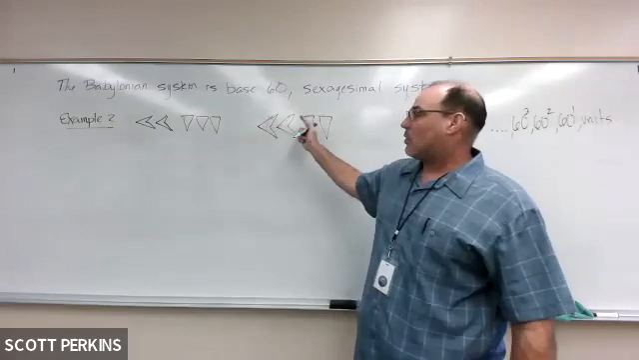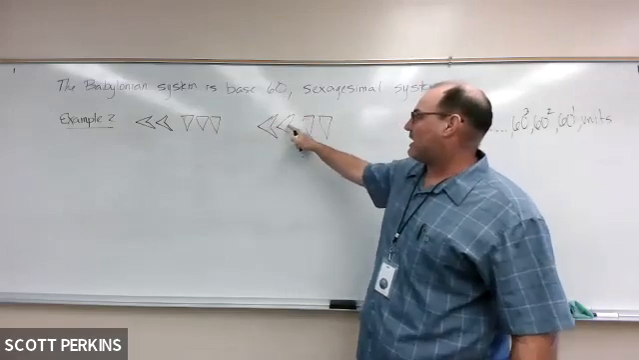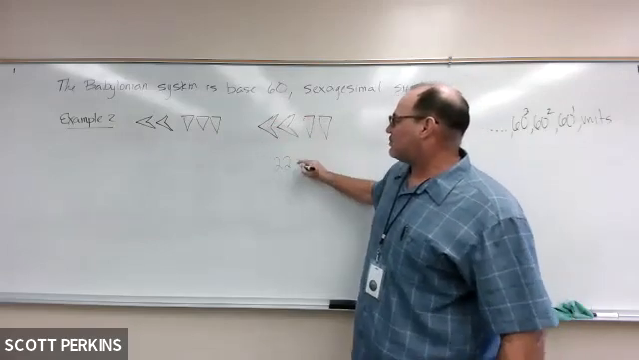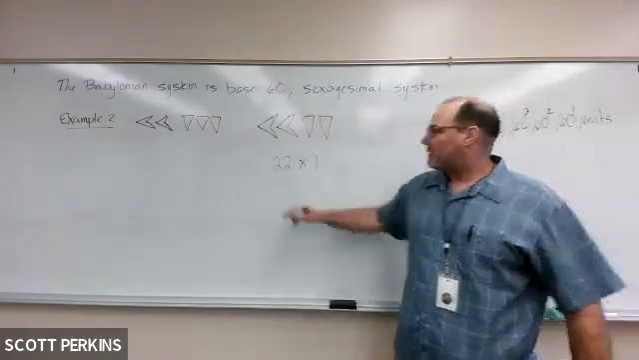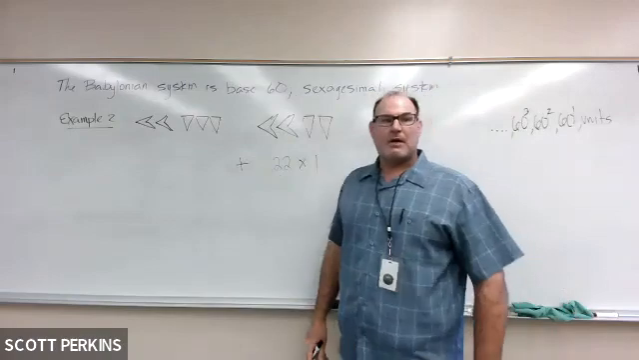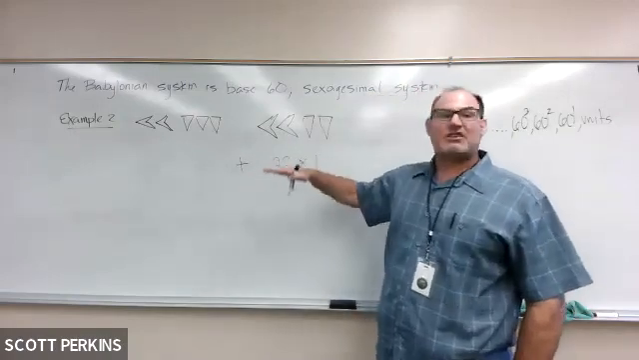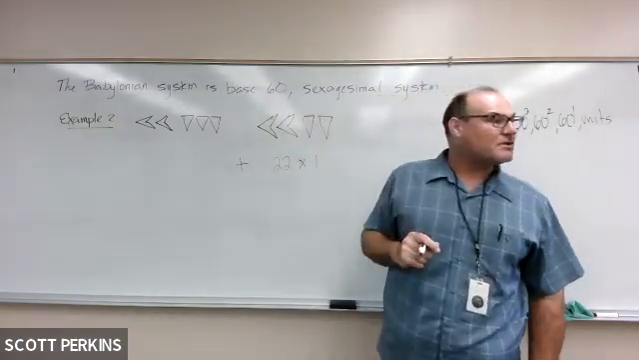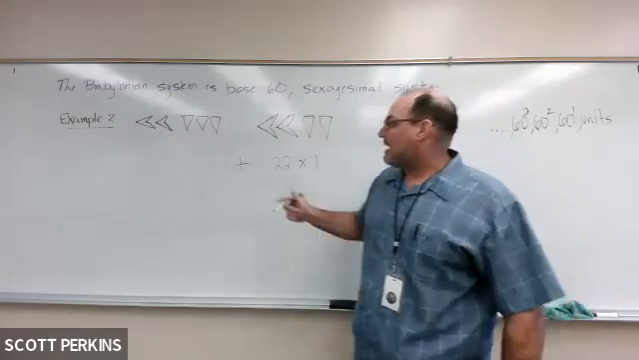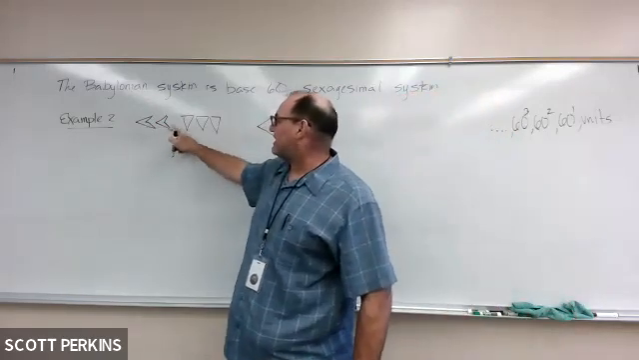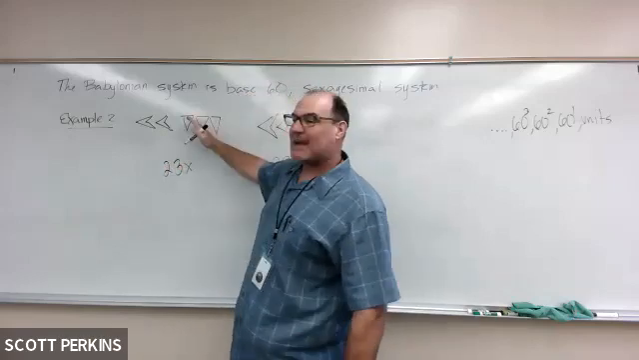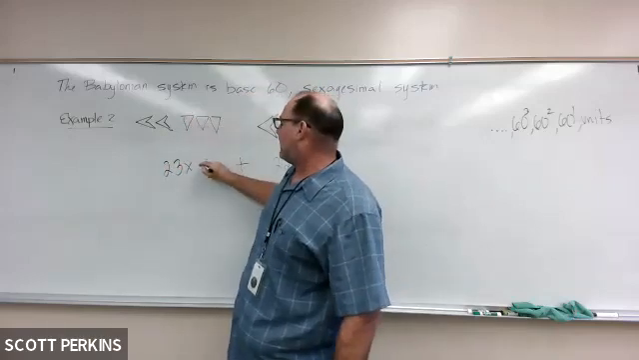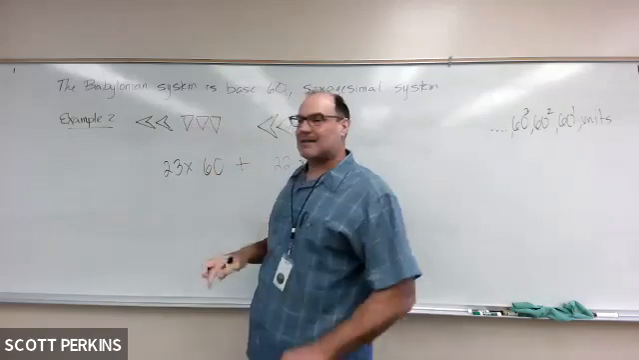So this is, according to the symbols, 10, 20, 1, 2. So I've got 22 units, so 22 times 1, plus, it's the same thing that we were just doing with those base 10 numbers, doing that practice. Then here I've got 10, 20, 1, 2, 3, so I've got 23, but now I'm in the next place over, and it's 23 groups of 60.